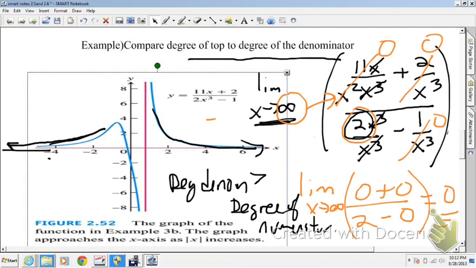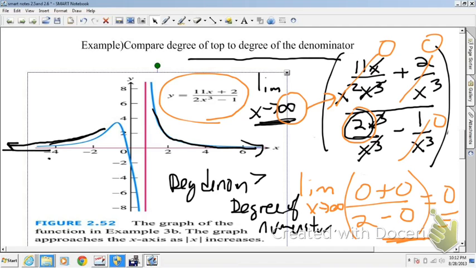Again, we could plop that into our TI-83 and take a look and use that trace feature and verify that the function's going to approach the x-axis and not cross it. But we've taken that algebraic approach as well. All right, let's see the next example.